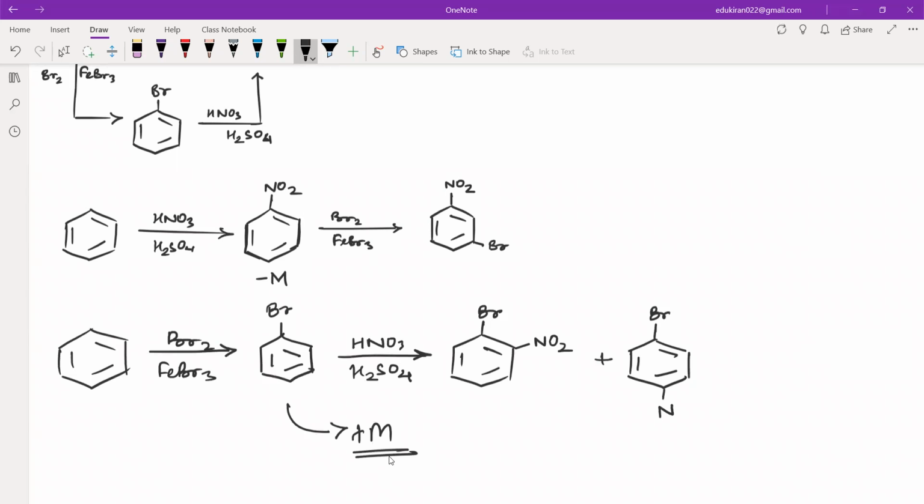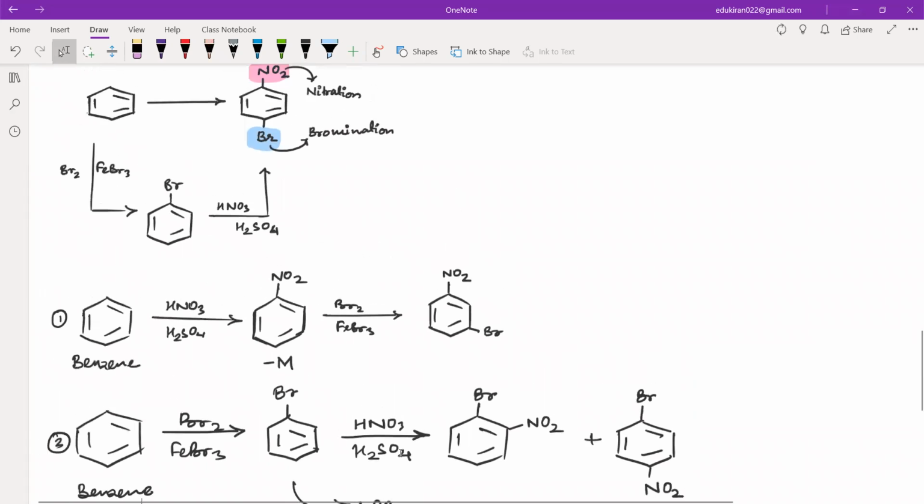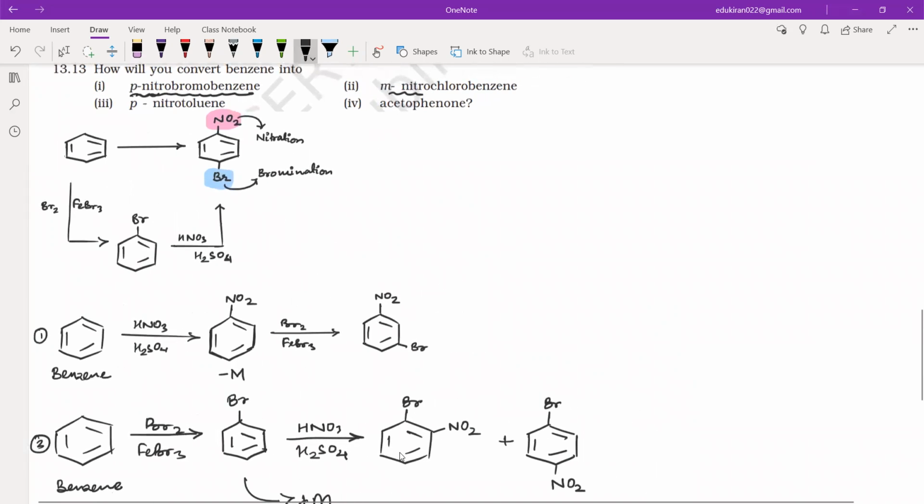Br, and I will get NO2 here. ठीक है? चलिए. अब we have two different pathways. है ना? We are in both the cases starting with benzene. Okay. Now look at these pathways and tell me which of the pathways is giving me p-nitrobromobenzene. First pathway or the second pathway?